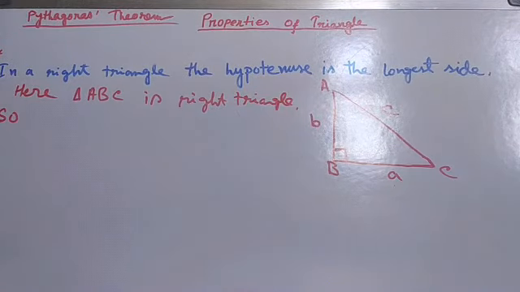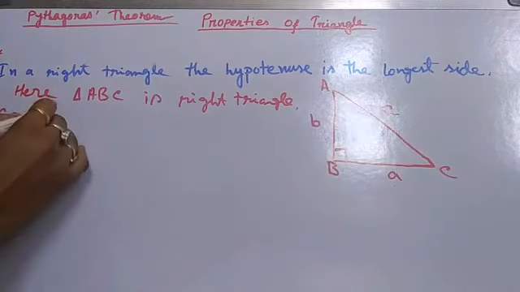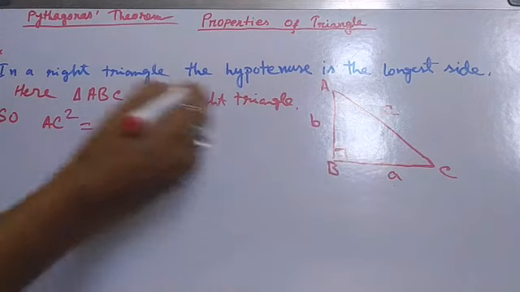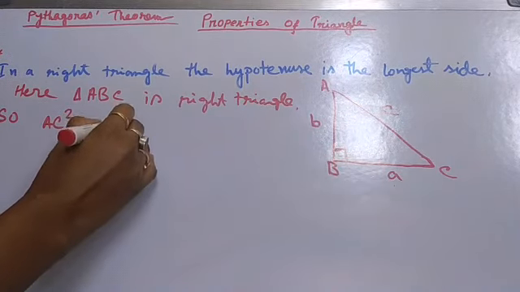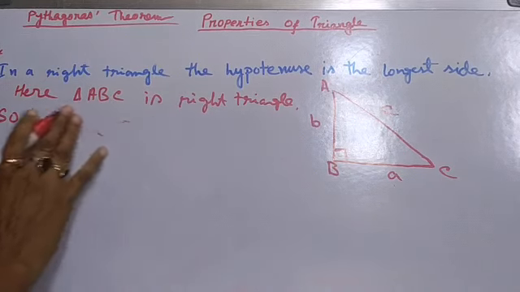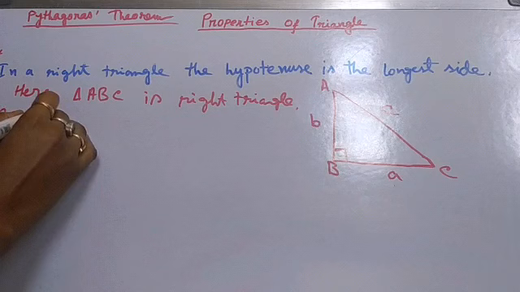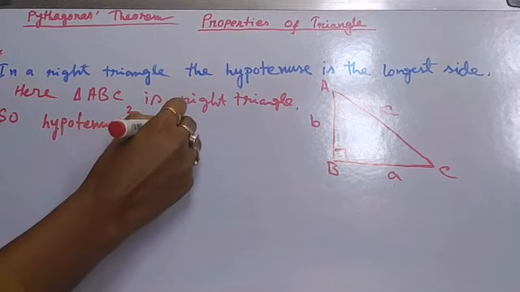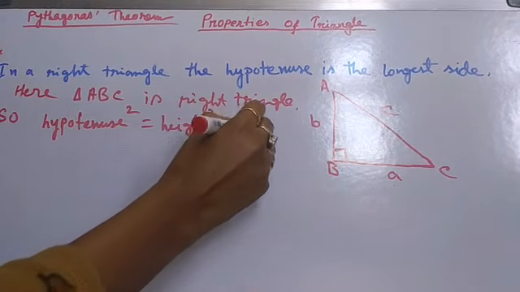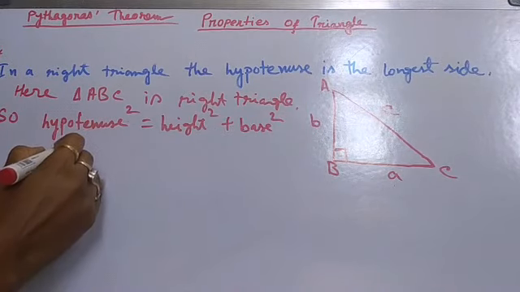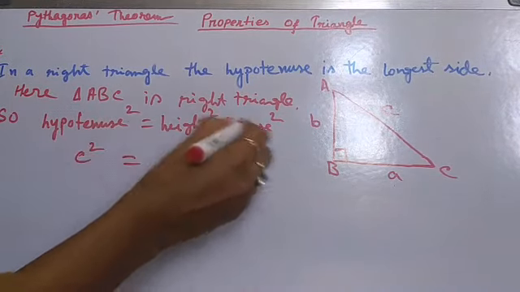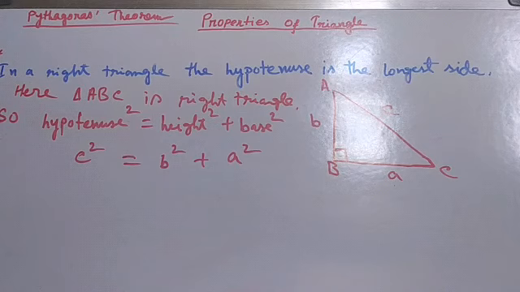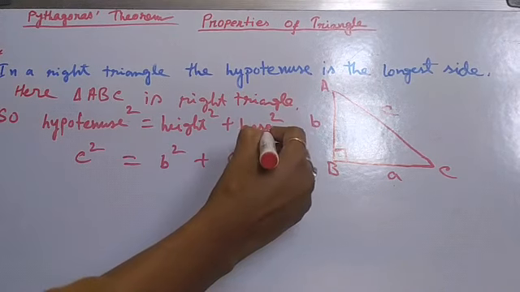So we can say hypotenuse square equal to height square plus base square. At first we will write that by Pythagoras theorem, hypotenuse square equal to height square plus base square. So hypotenuse is C square equal to height square means B square plus A square. This is by Pythagoras theorem.